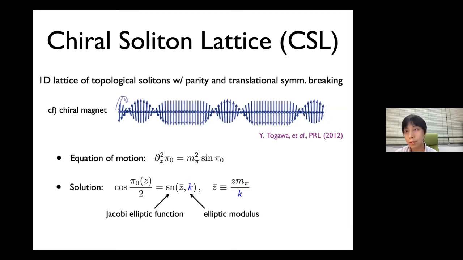And we know that the equation of motion for a single pendulum can be solved analytically by using an elliptic function. The solution is given here, where sn is the so-called Jacobi sn function, and z bar is a dimensionless coordinate measured with respect to the pion mass. And k is the so-called elliptic modulus of the elliptic function.